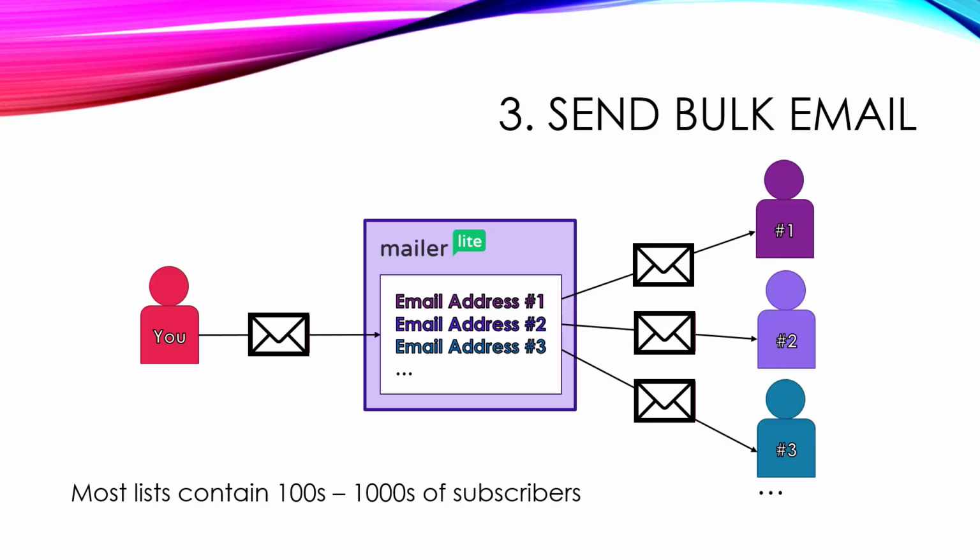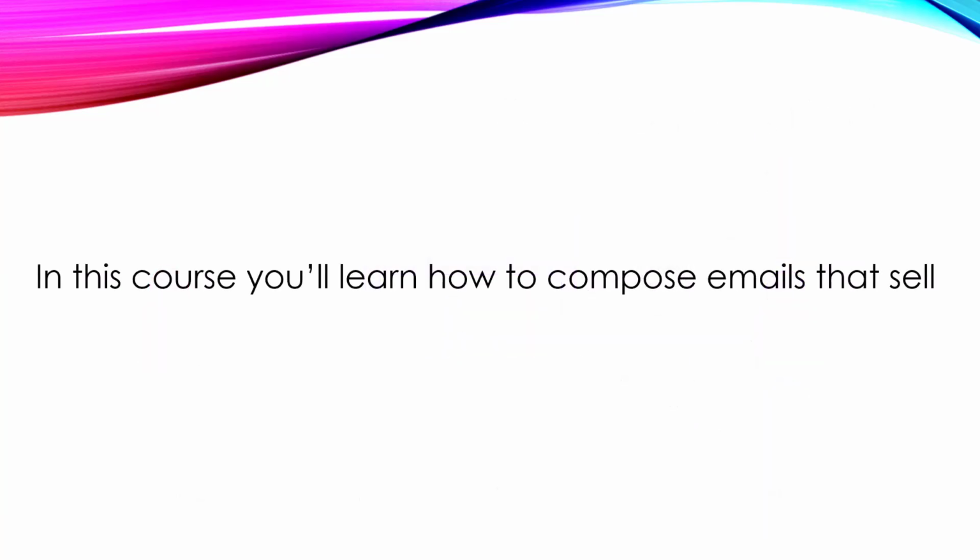Now, the next thing that a mail server does is that it sends bulk email. So I sit out there with my email list, I send one email, and the email server takes it and duplicates it to all addresses and sends it out there. This is to hundreds and potentially thousands of email subscribers. And once again, the email server has special dispensation to do this without being considered a spammer. In this course, you'll learn how to compose emails that sell. We're going to talk about actually crafting your emails to sell books specifically.